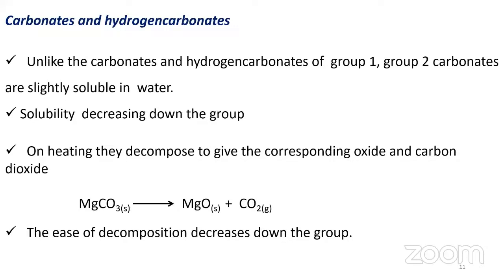But your group 1 carbonates are more soluble than your group 2 carbonates. The reason is that your group 1 elements are more basic than your group 2 elements. So that is why the group 1 carbonates are more soluble in water than the group 2 carbonates. As we go across the period, acidity increases, so basicity is actually reducing. And as basicity reduces, solubility will also reduce. That is why your group 2 carbonates are slightly soluble in water. Solubility also decreases down the group.